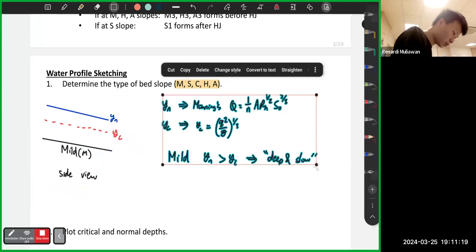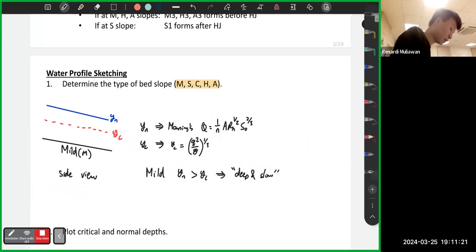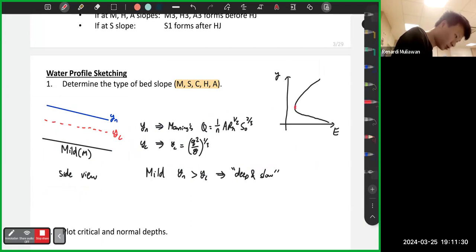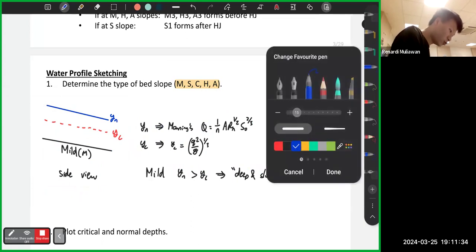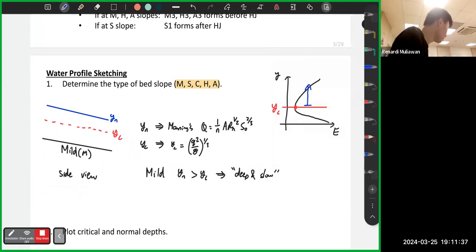So again, just to relate it to the topic that we've learned before, right? If you remember the E-y diagram, this is y, this is E, and the diagram looks like this. And this is your yc. For any flow depth which is higher than yc is what we call the subcritical depth. Anything below is the supercritical depth. So for mild slope, it basically says that the normal depth is a subcritical depth.